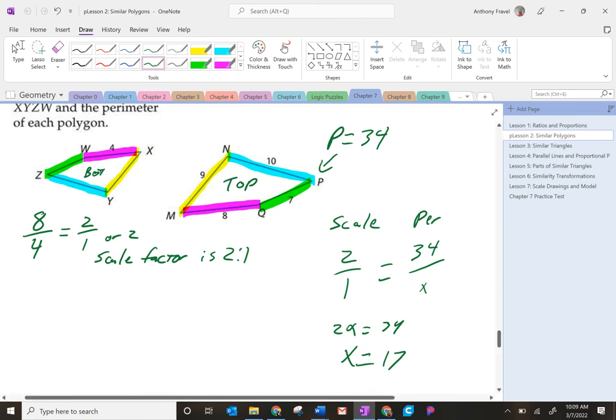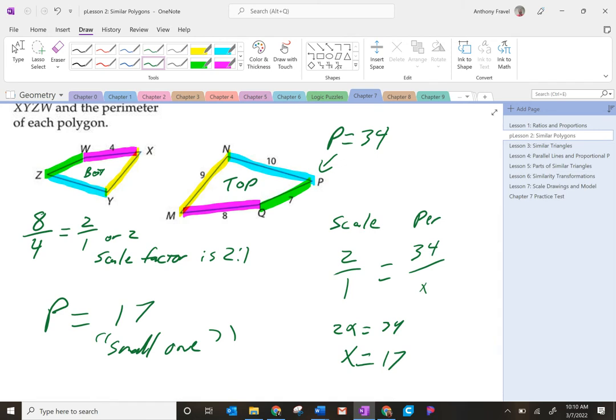It'll be the exact same scale factor. I can set it up exactly the same using those ratios. So the perimeter is going to equal 17. I'm going to say the small one. Did that make sense on what I did?